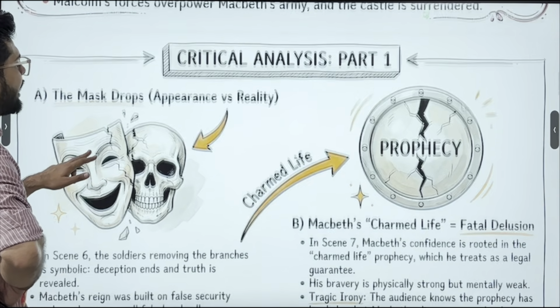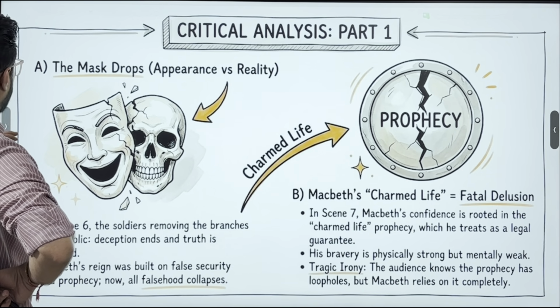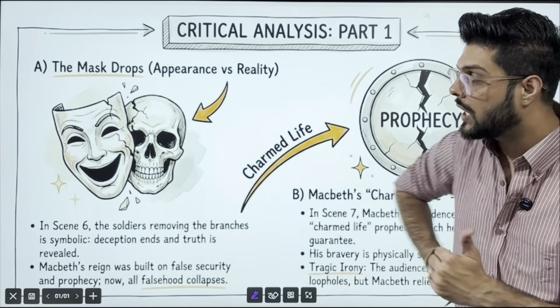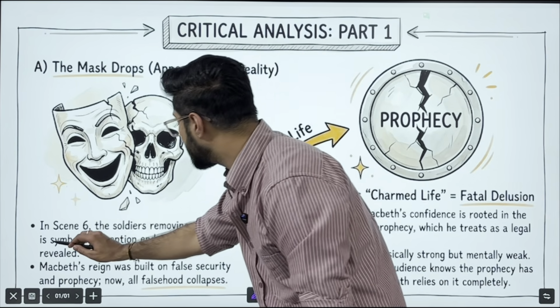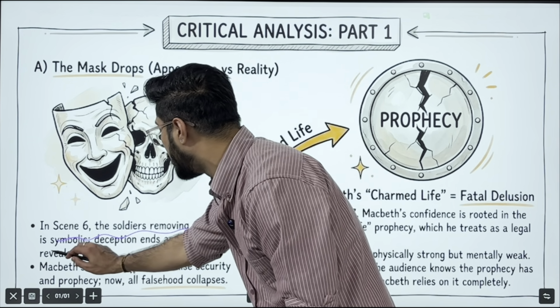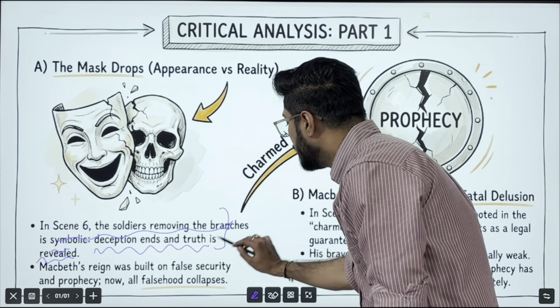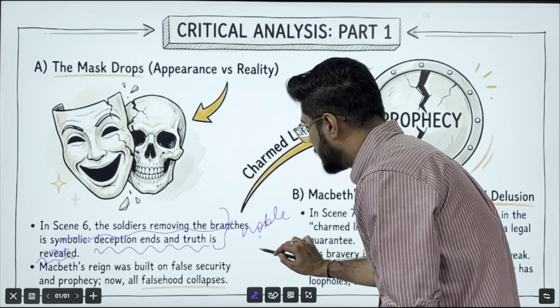Now, talking about the critical analysis part, the mask drops in Scene 6 where Malcolm says that now reveal yourselves the way you should. So in Scene 6, the soldiers removing the branches is symbolic, where deception ends and truth is revealed for a noble cause.